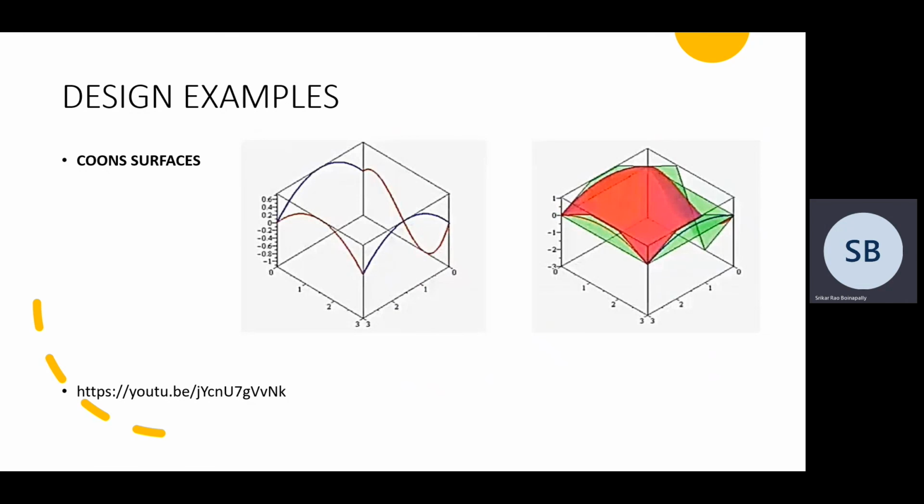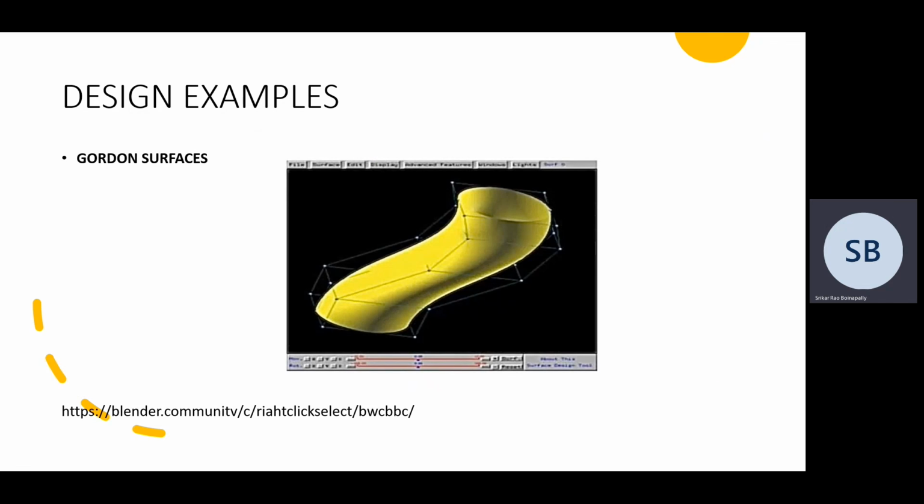Next one is Coons surfaces. We can see 4 patches in the Coons surfaces on 4 corners over here. These define the shape of the Coons surfaces. Next one is coordinate surfaces, which is similarly constructed like Coons surfaces.